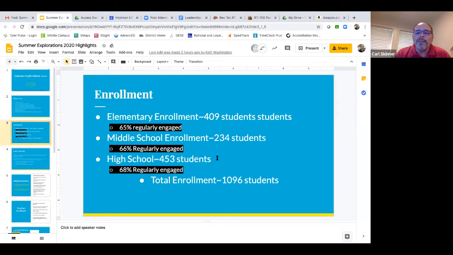There's your enrollment. If you look, you'll see that we do have over 1,000 students enrolled. However, just to give you an idea, you can see how many are, quote, regularly engaged. In other words, they're there all the time participating in the lesson. So we have somewhere between 60 and 70% of the students actively engaged on a daily basis.